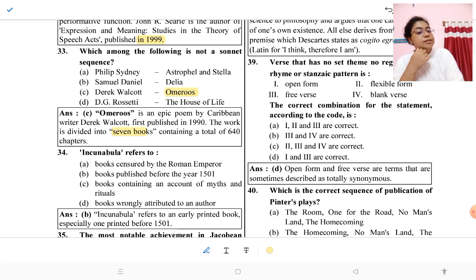Philip Sidney's famously known sonnet series is Astrophel and Stella, Samuel Daniel's Delia, and D. G. Rossetti's The House of Life. But Omeros is an epic poem.